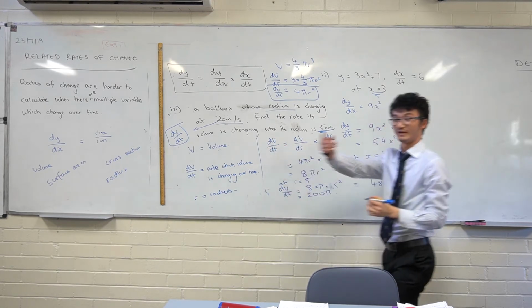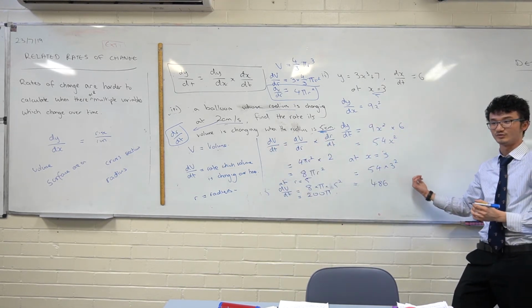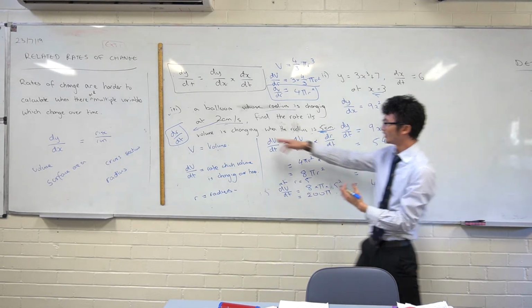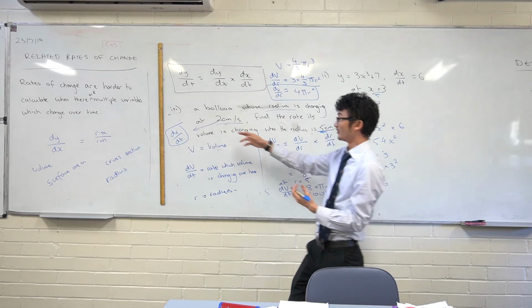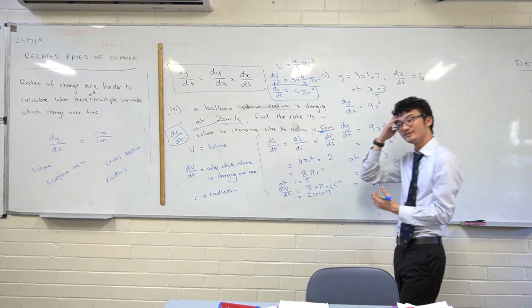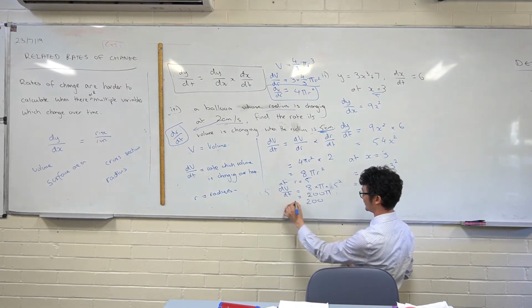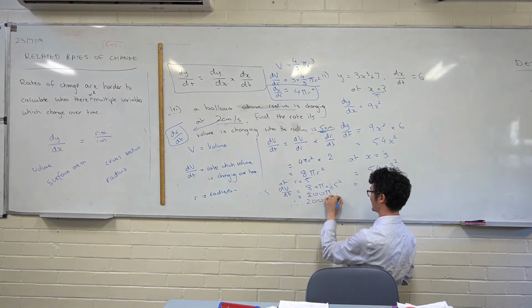Now before, you were asking, are we going to have units for this one? Well, for this one, we actually do have units. Now, what's the rate that this is increasing by? We're dealing with volume here, right? So cubic centimeters. The answer is 200 pi cubic centimeters per second.